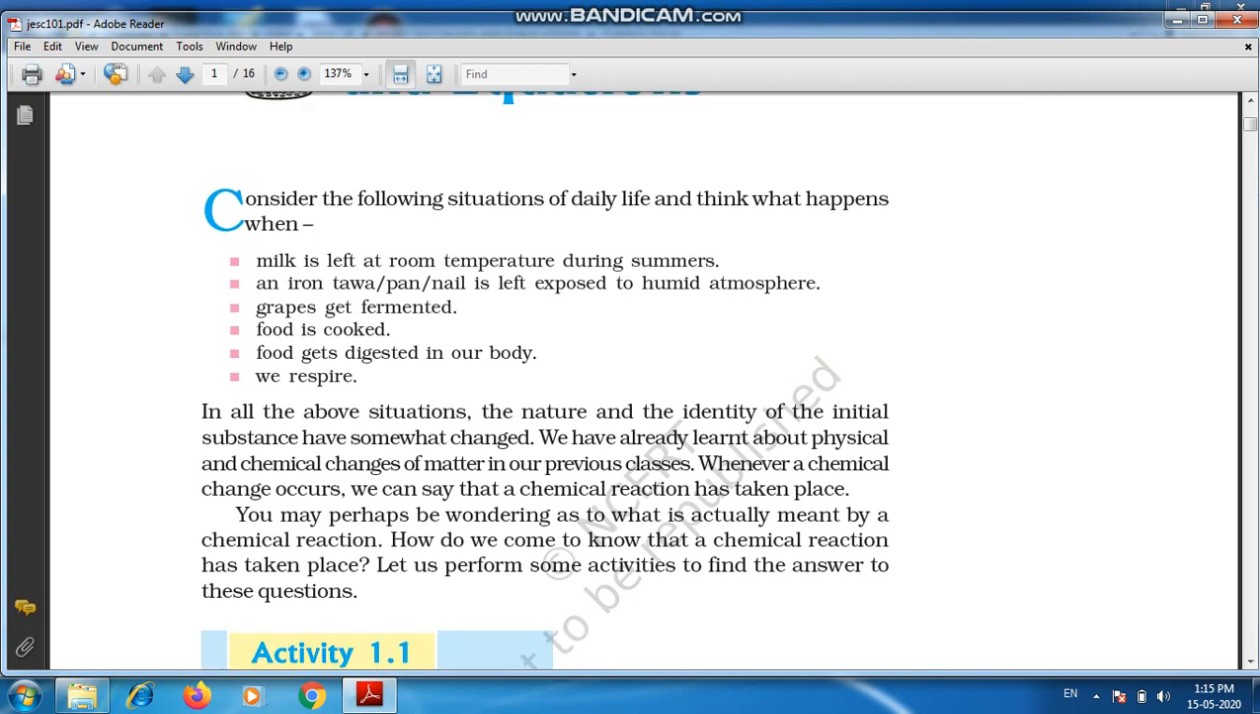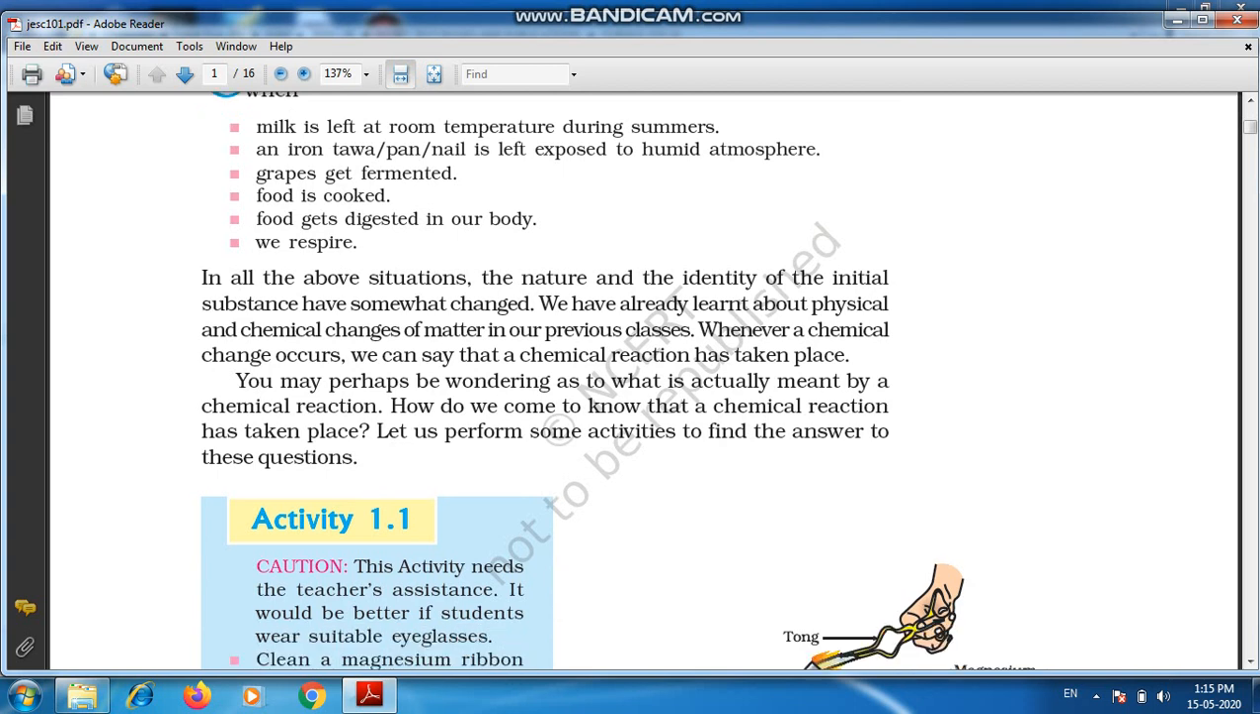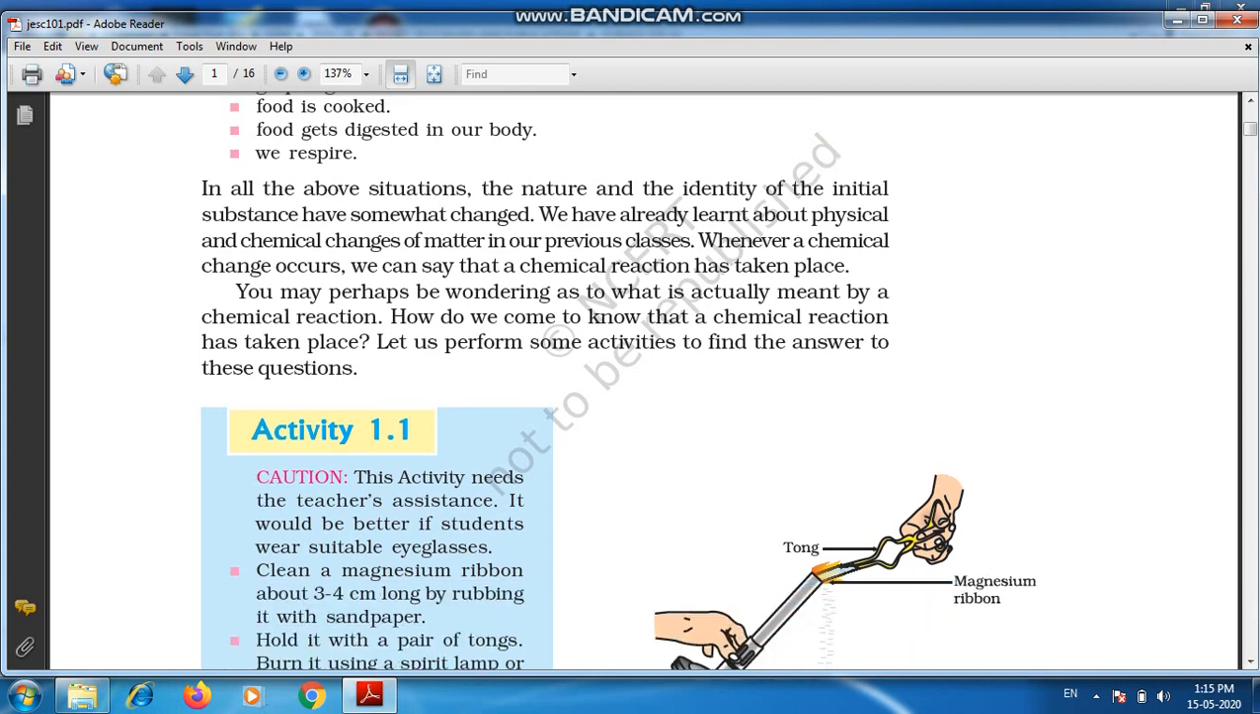You can see some of the examples given, like grapes get fermented, food is cooked, food is digested. So there are some changes taking place in it. There are mainly two types of changes: physical changes and chemical changes. Physical change means there is a change in the state of matter. If you burn an incense stick, you have a smell of it. So that is a change in the state of matter. But there are some chemical changes which take place. There are some chemical reactions.